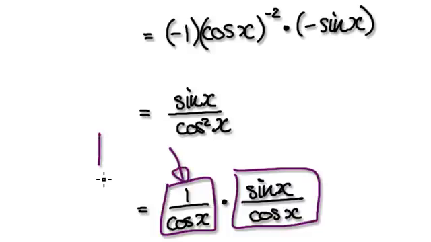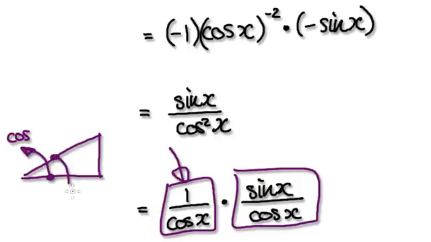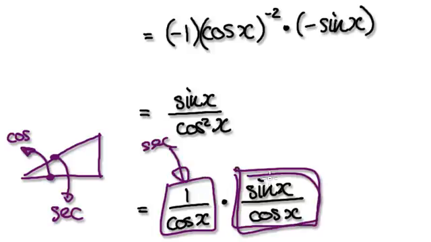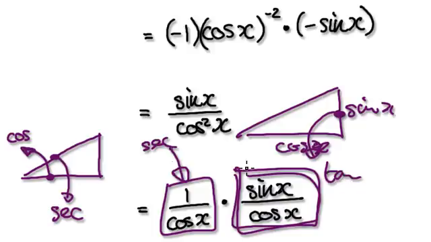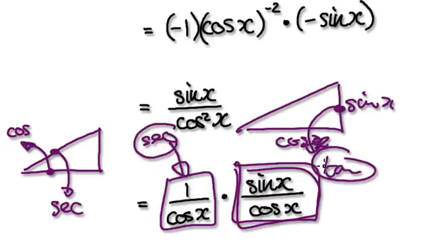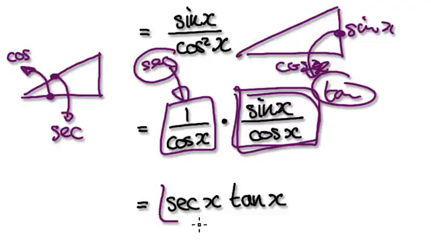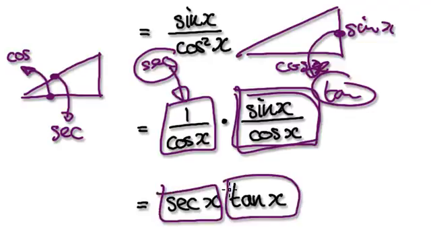What is this thing here? Visualize this in your mind. Normally cos of x goes in this direction, but going in the opposite direction would mean it's a secant. So this thing here is secant. And what is this thing here? The height here is sine of x, the across here is cos of x. So this thing here is actually tan. So this is secant, this is tan, so it becomes secant times tan.